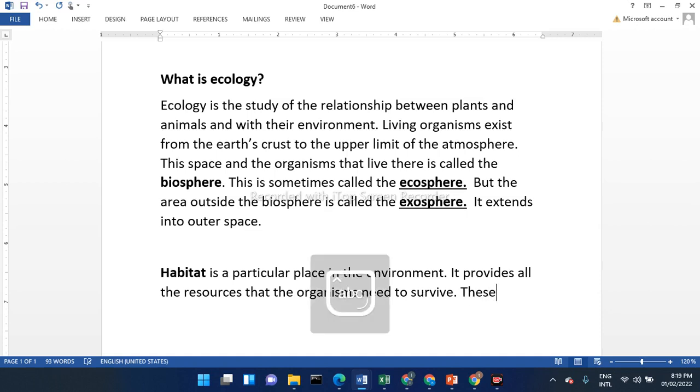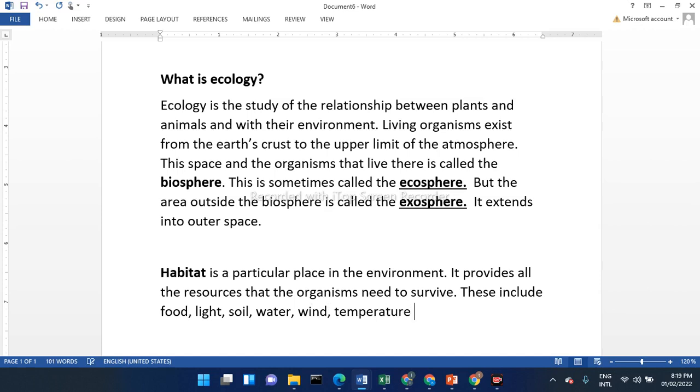So these are the resources that they need to survive. These include food, light, soil, water, wind, temperature, minerals, mineral salts, and shelter.